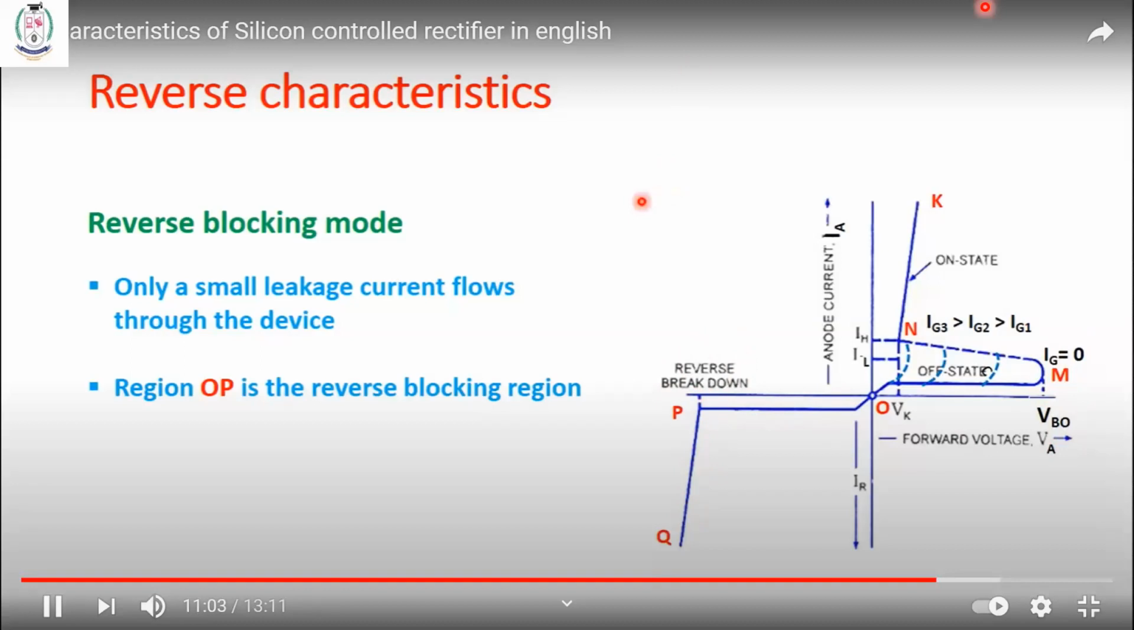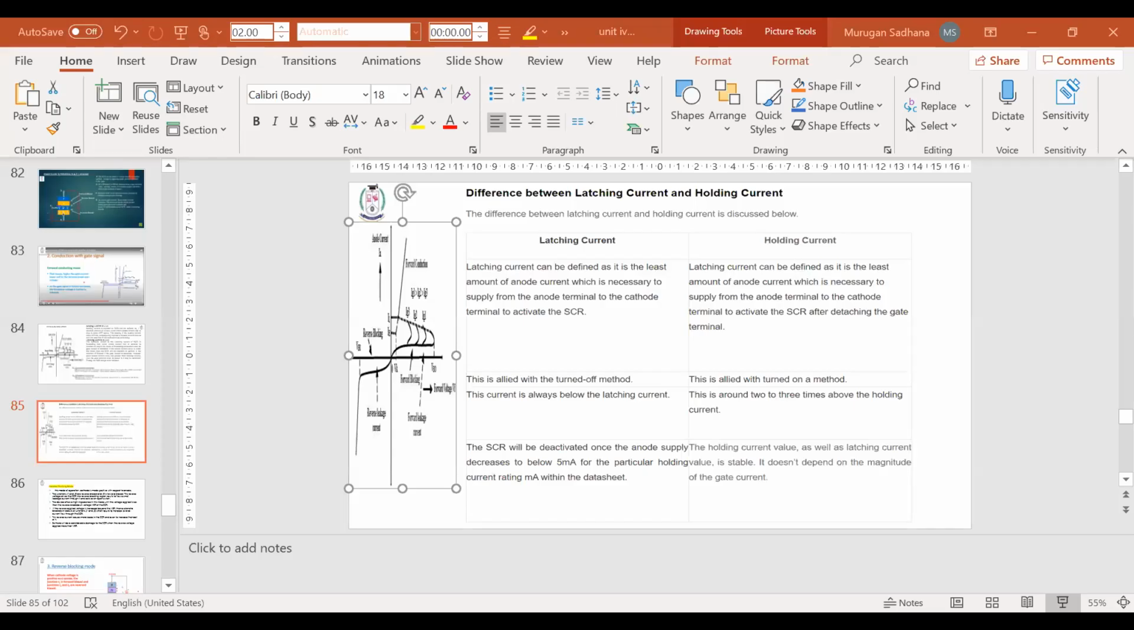Are you clear, ma? Have you understood this? Students, have you understood the reverse blocking mode? Are you there? What happened? Yes, ma'am. Okay, okay. I thought there was a problem in my net. Okay, thank you, students.